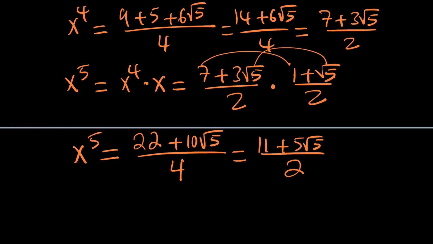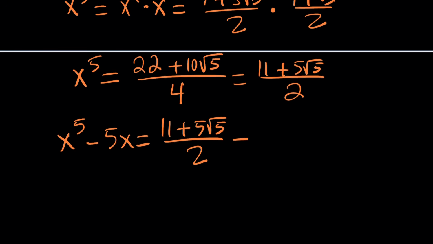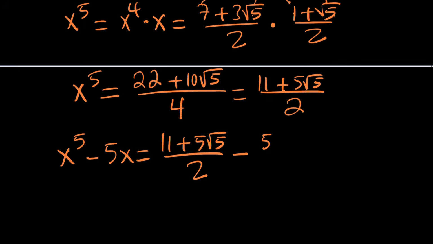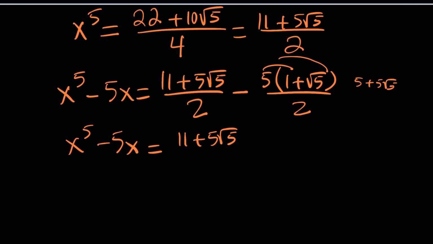The next step would be subtracting 5 times x. So we need x to the 5th minus 5x, which is going to be 11 plus 5 root 5 divided by 2 minus 5 times, what is x? 1 plus root 5 divided by 2. They have a common denominator, so I can go ahead and just subtract those. Of course, first you need to distribute. That gives you 5 plus 5 root 5. So the numerator becomes 11 plus 5 root 5 minus 5 minus 5 root 5 all over 2. 5 root 5 miraculously, mathematically cancels out.